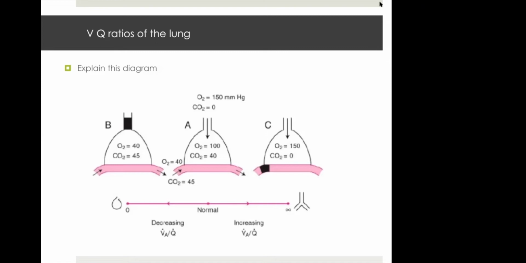And then in diagram C, you've got an increased VQ ratio. So there's decreased perfusion shown by the black plug there. And you've got an increase in your alveolar oxygen. So it's 150, and your CO2 is 0 because you're unable to diffuse any CO2 from the capillary over into the alveolus.